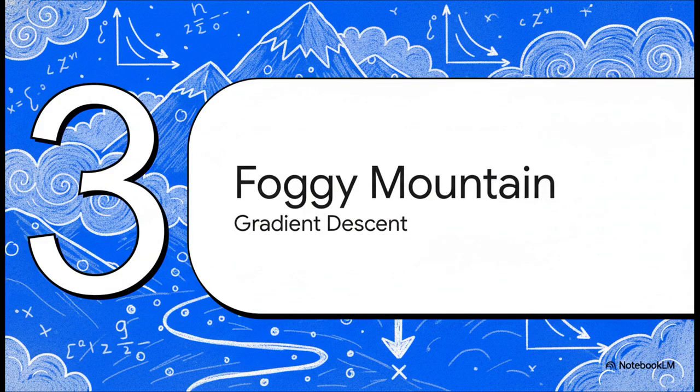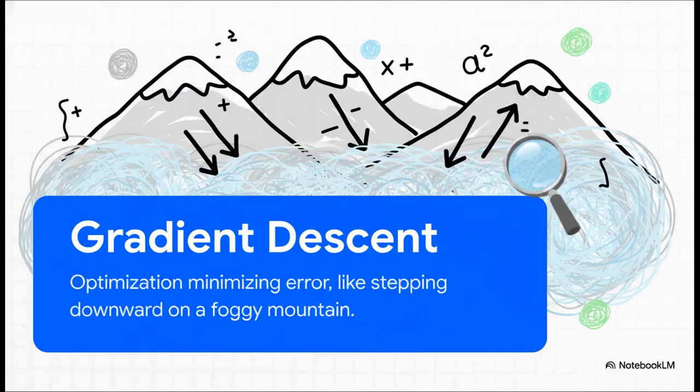Which brings us to Section 3, Navigating the Foggy Mountain. Okay, so with our loss calculated, we are finally ready to begin the physical descent towards zero error. To do this, we use an optimization algorithm called gradient descent. I want you to imagine you're standing high up on a rugged mountain. But there's a catch here. You are completely blindfolded, and a thick fog surrounds you. You have literally no idea where the bottom of the valley is. All you can do is physically feel the slope of the ground directly beneath your feet.